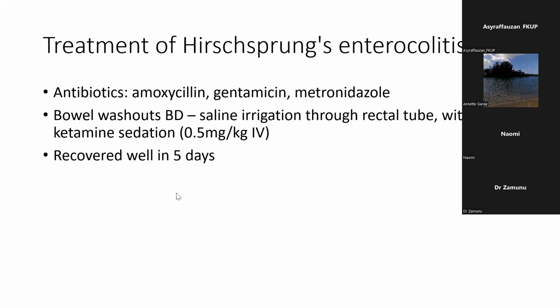The treatment for Hirschsprung's enterocolitis is antibiotics, so amoxicillin, gentamicin, and metronidazole, all covering the bowel pathogens. These children usually need a bowel washout. So you pass a rectal tube and wash it out with normal saline, just saline irrigation of their bowel. And this child recovered very well in 5 days with all of that treatment. So simple things. It didn't need much: antibiotics, fluids, irrigation of his bowel.